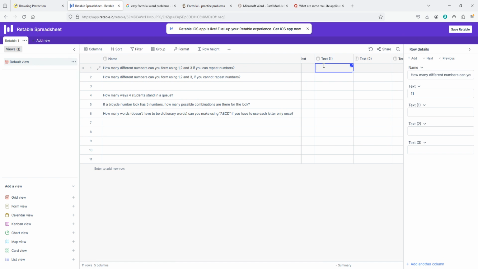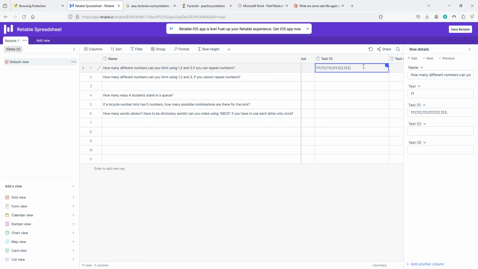Because I can repeat them, the numbers could be 1, 1, 1, or 2, 2, 2. Now we'll start with everything that starts with 1 first. Then 1, 1, 1; 1, 1, 2; 1, 1, 3. Then we go to 1, 2, 1; 1, 2, 2; 1, 2, 3. It takes a lot of time, but for this example, let's complete it so we understand the whole concept.